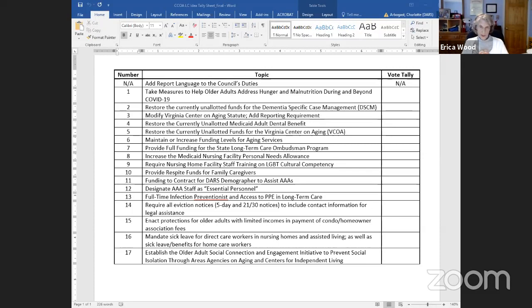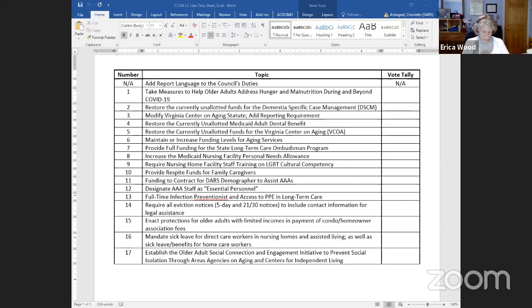And you'll also see that the first item is different. The one that Charlotte's got marked NA up there is different from all the others, and it doesn't have a number. The reason for that is that it's an item that has to do with the council's authority and statutory duties itself, whereas the other 17 items have to do with services and the welfare and issues concerning older Virginians.